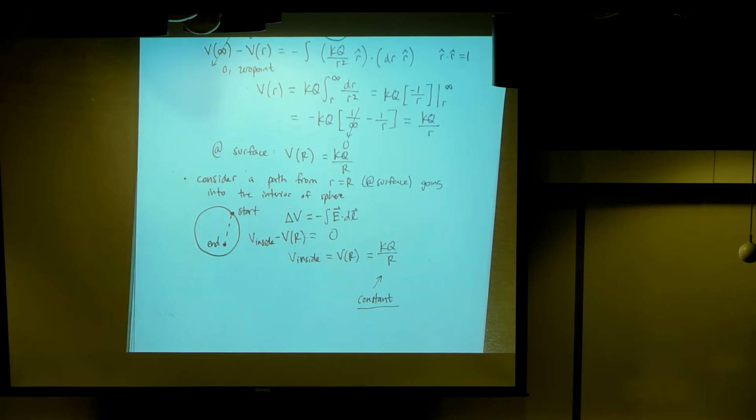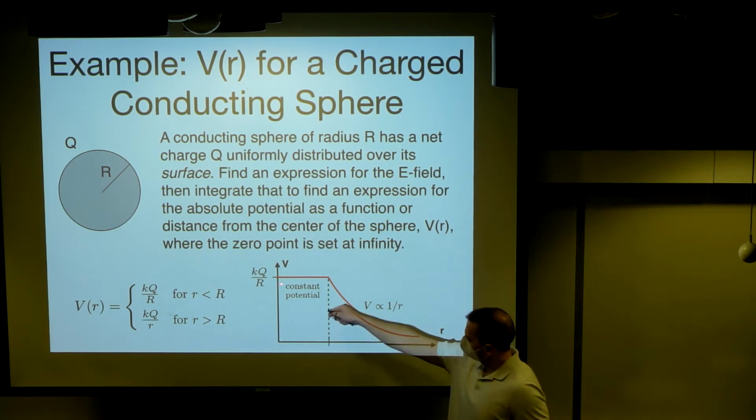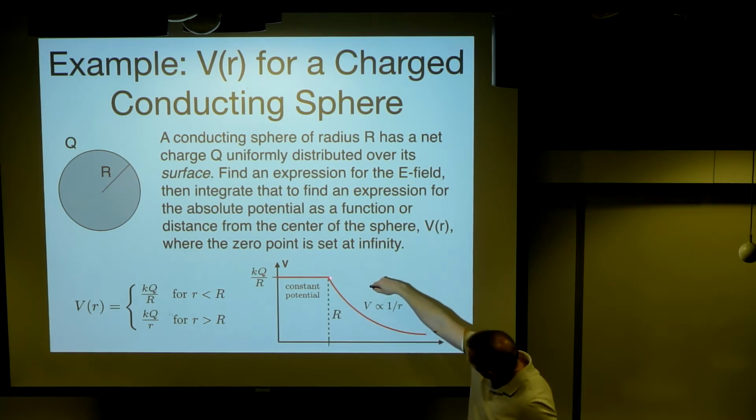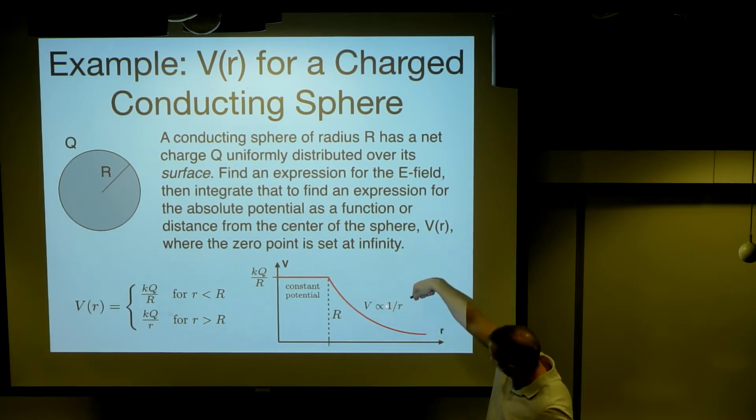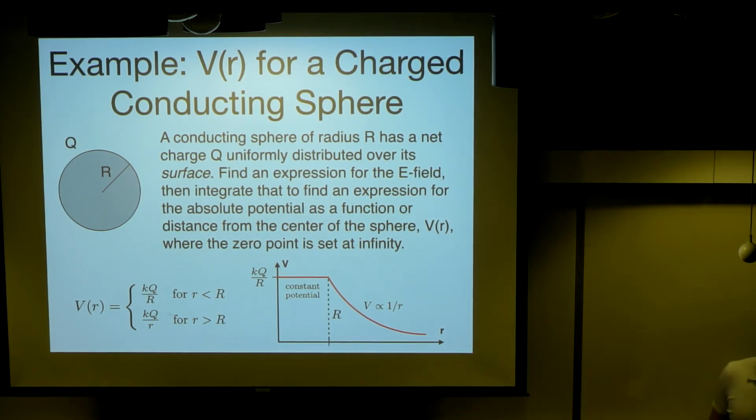So to sum that all up, let's take a look. We have KQ over big R, as long as we're inside the sphere, and KQ over little r, as long as we're outside, okay? And what that looks like, if we were to plot it out, just to be absolutely clear, we have constant potential inside the sphere. And then as soon as we go outside, it's falling off according to a 1 over r relationship, okay? So do we have any questions on this particular example, how this works?